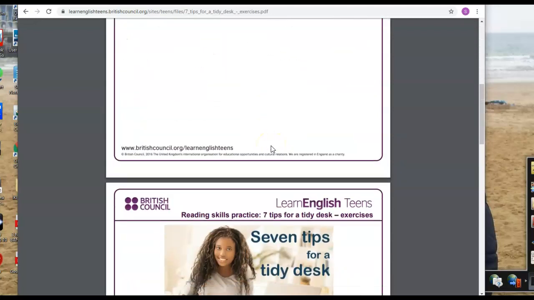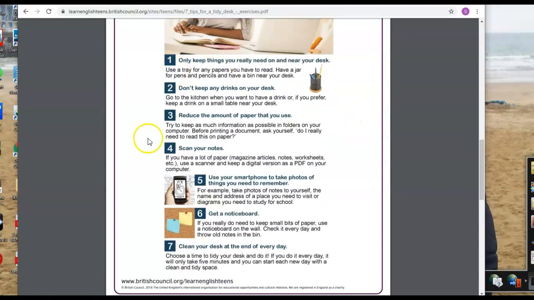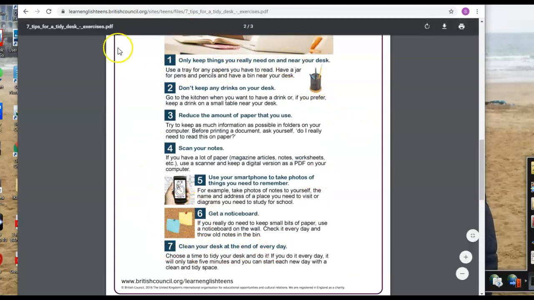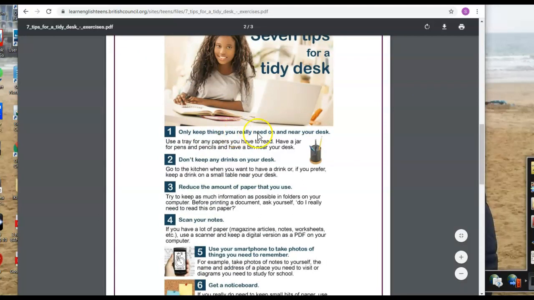After that, they want you to read 7 tips for a tidy desk. And here you can see you have 7 tips. Let's look at the language here. On number 1, it says only keep, let's try and there you go. Only keep things you really need on and near your desk. That's point number 1. Let's look at the language here.